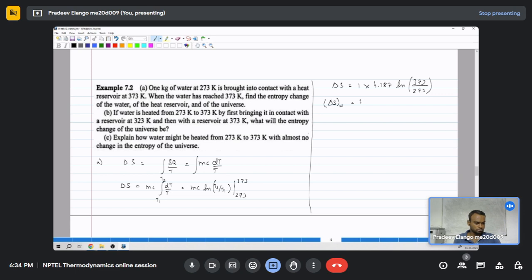So this is 1.307 kilojoule per kilogram Kelvin. Now we can calculate the change in entropy for the reservoir, and that is again delta Q by T, and here the temperature of the reservoir is constant, so it is simply delta Q by T. Now delta Q is mc delta T, that is m is 1 kg and c is 4.187, into delta T is 100, because it is 273 Kelvin to 373 Kelvin. So this will be 418.7 kilojoule. So this is the heat that is transferred.